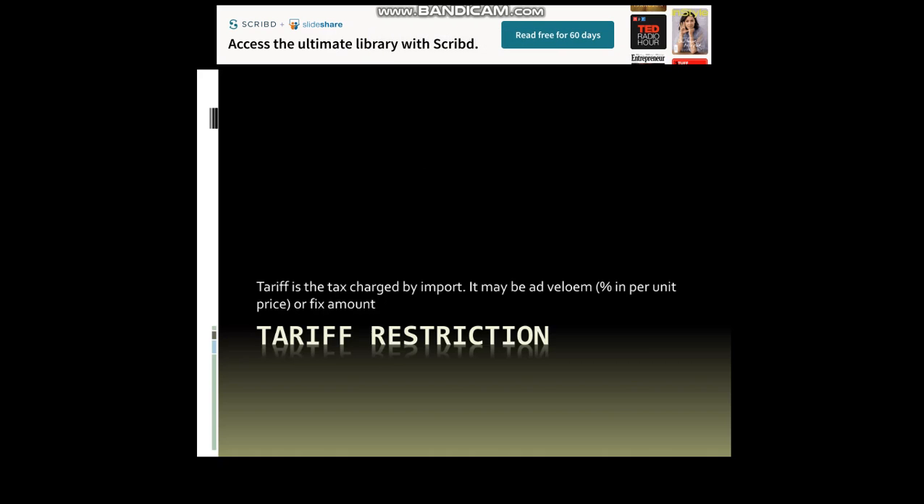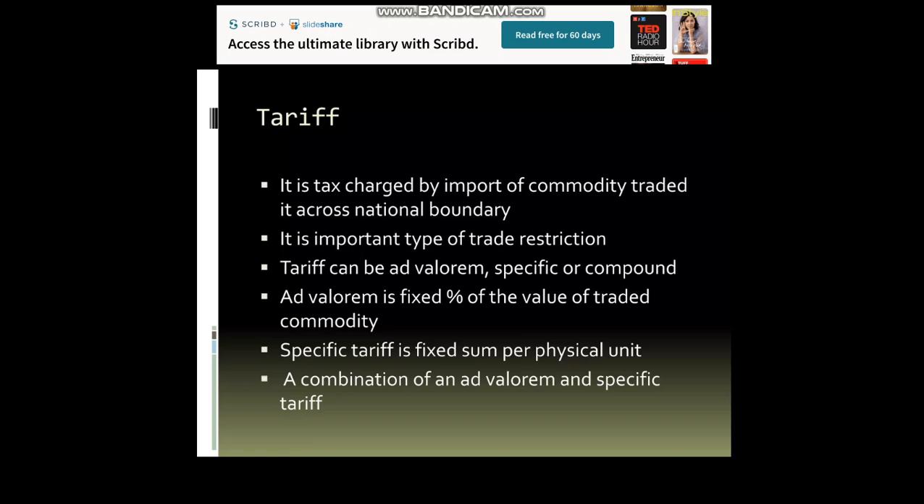Today, our topic is tariff restriction. Tariff is a tax charged on the import of a commodity traded across national boundaries. It is an important type of trade restriction. Tariffs can be ad valorem, specific or compound.